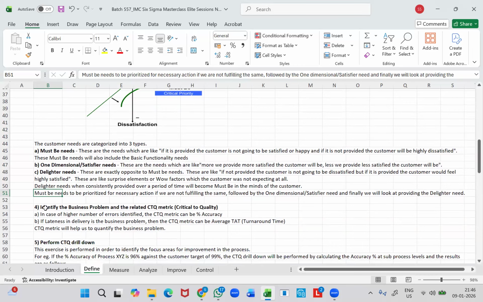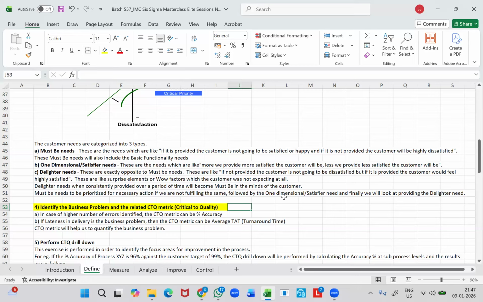Fine. So let us move on to the next section, which is identifying the priority business problem and the related CTQ metric. Once we have done the Kano model exercise, you would know the priority business problem that we need to attend to immediately. Otherwise, the customer is going to be highly dissatisfied with us. So we need to identify that priority business problem and also come up with the related CTQ metric for that business problem.